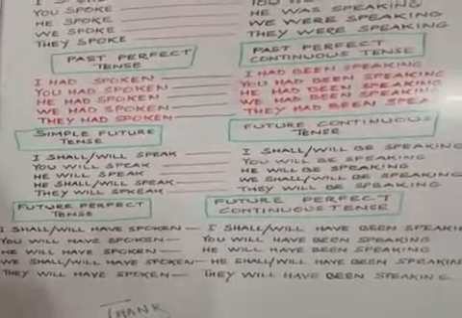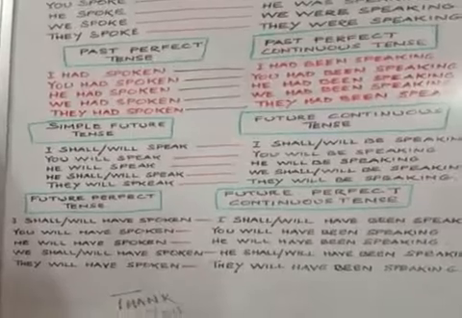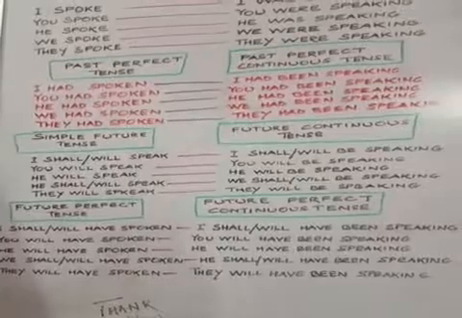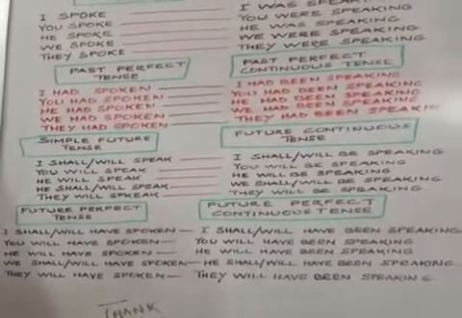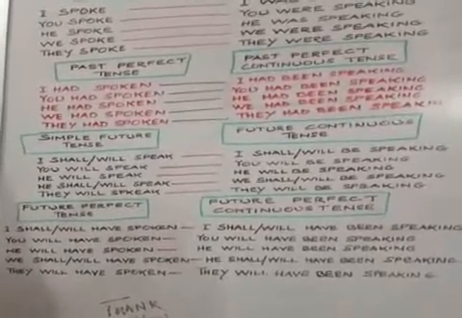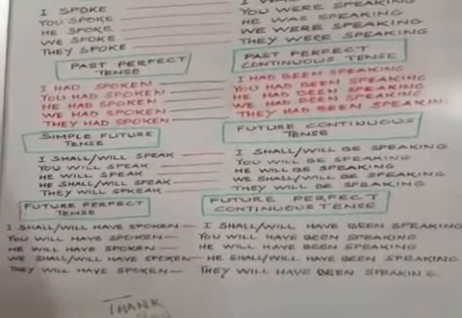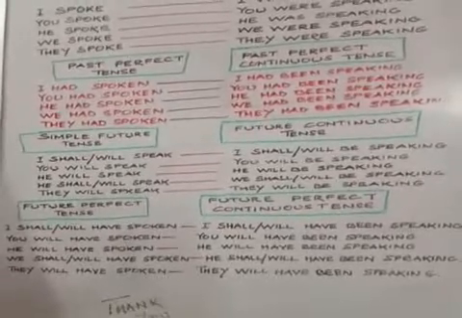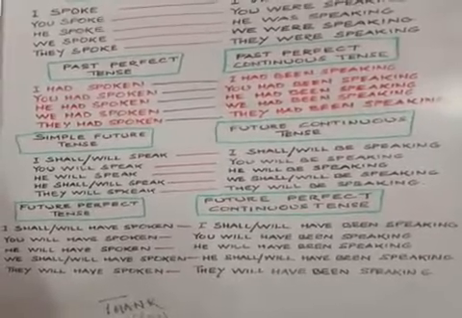And the last, future perfect tense and future perfect continuous tense. I shall or will have spoken. I shall or will have been speaking. You will have spoken, you will have been speaking. He will have spoken, he will have been speaking. We shall or will have spoken, we shall or will have been speaking. They will have spoken, they will have been speaking.